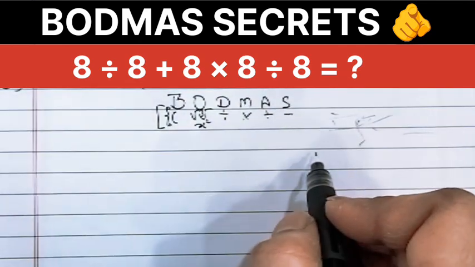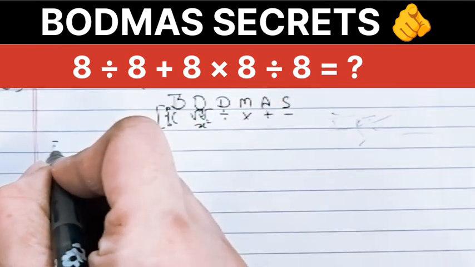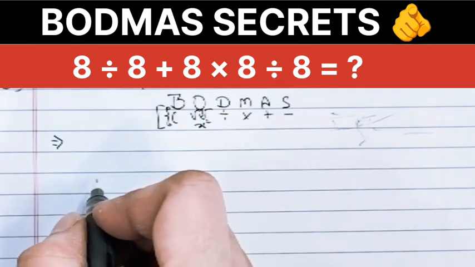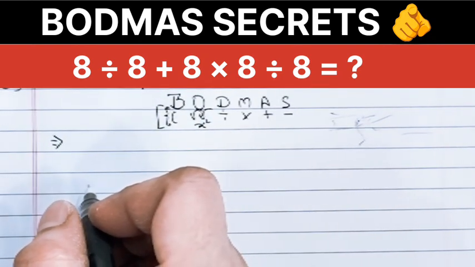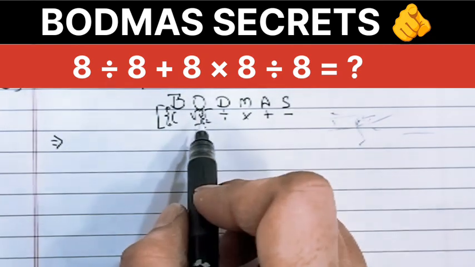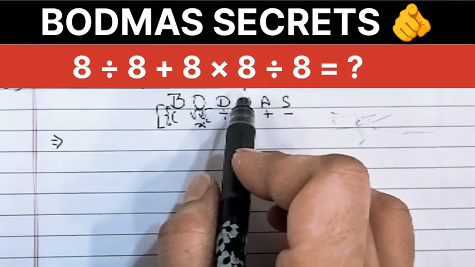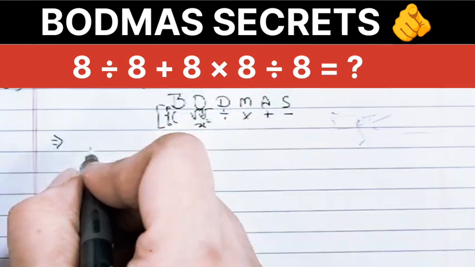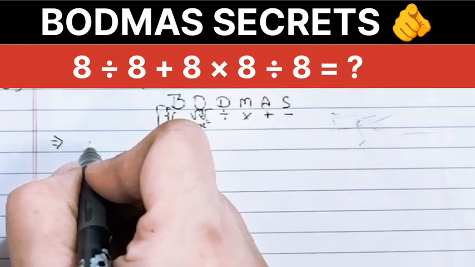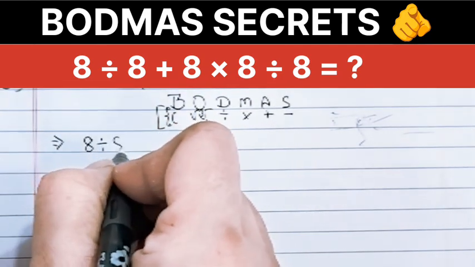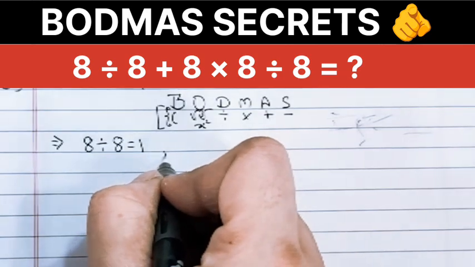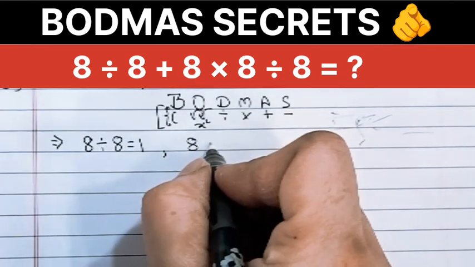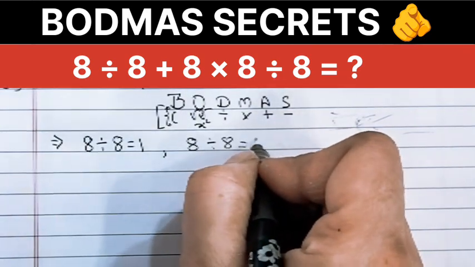According to this BODMAS sequence, we'll break down this expression with a step-by-step solution. Now the first step is division. We first look for any division operation. In the expression there are two: 8 divided by 8 and 8 divided by 8. First, at the start, 8 divided by 8 equals 1. Again, at the end, 8 divided by 8 equals 1.